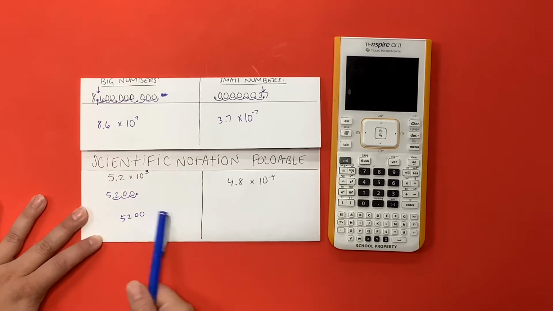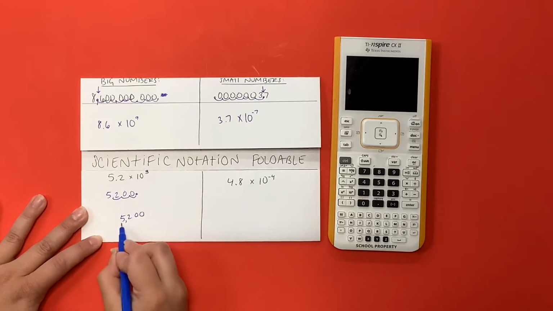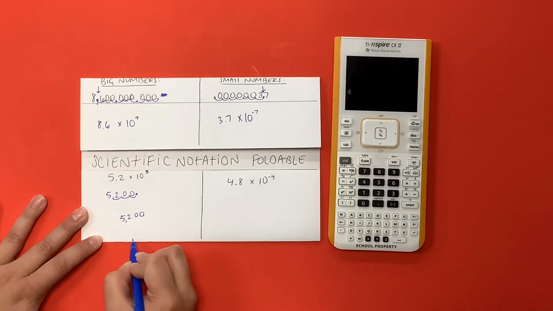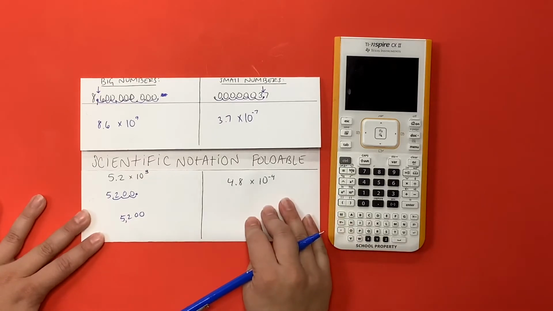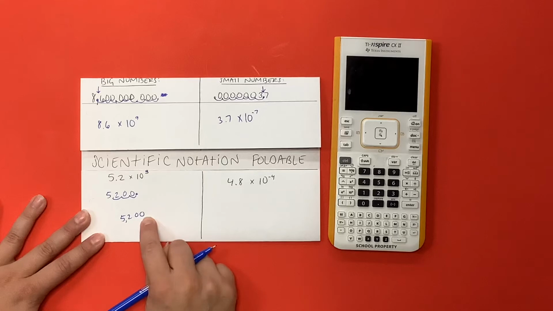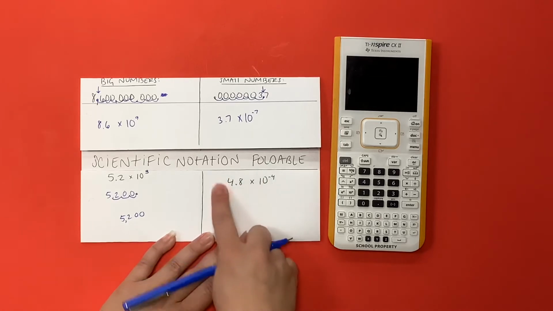And the way that I read this, if I were to use commas, I would read this 5,200. And that is the number. Technically, the decimal is here, but I don't have to write it when you have whole numbers like this. Okay, let's talk about this number.